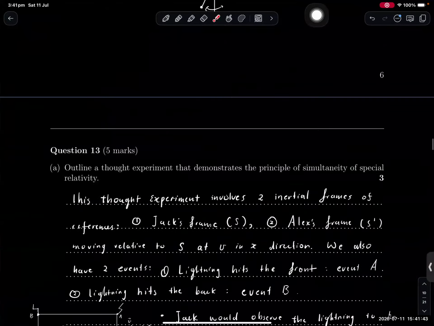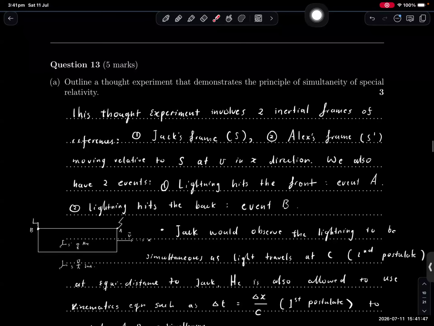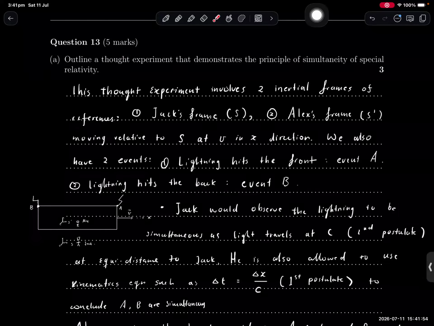Moving on to the next question, question 13. Outline a thought experiment that demonstrates the principle of simultaneity of special relativity. So I used the lightning experiment, similar to the example we did in class.